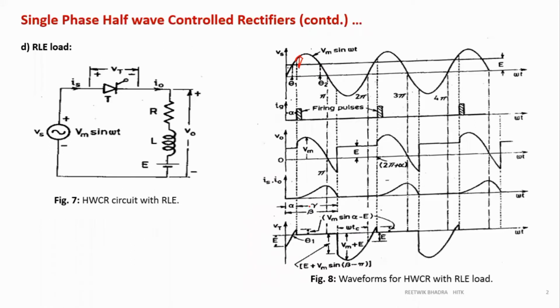Next, what is happening? From this alpha point to this beta point, my thyristor is on. So if my thyristor is on, this point and this point are short circuited. So what will be Vt? Vt will be 0. So that's why my Vt is 0 during this interval, up to this point beta.